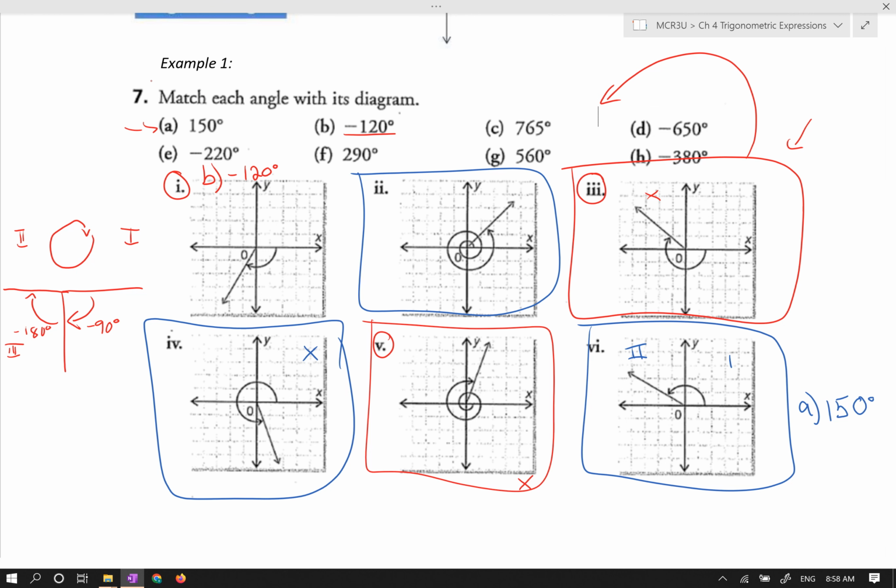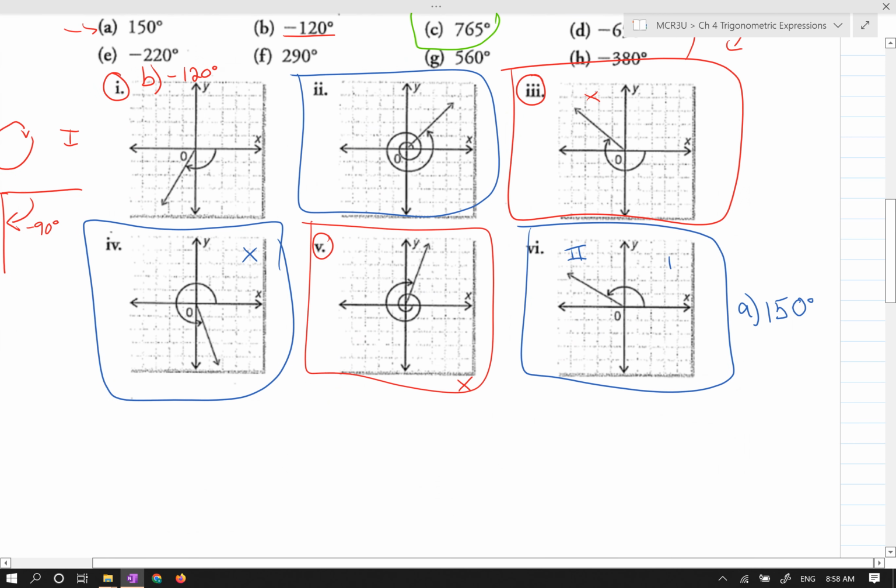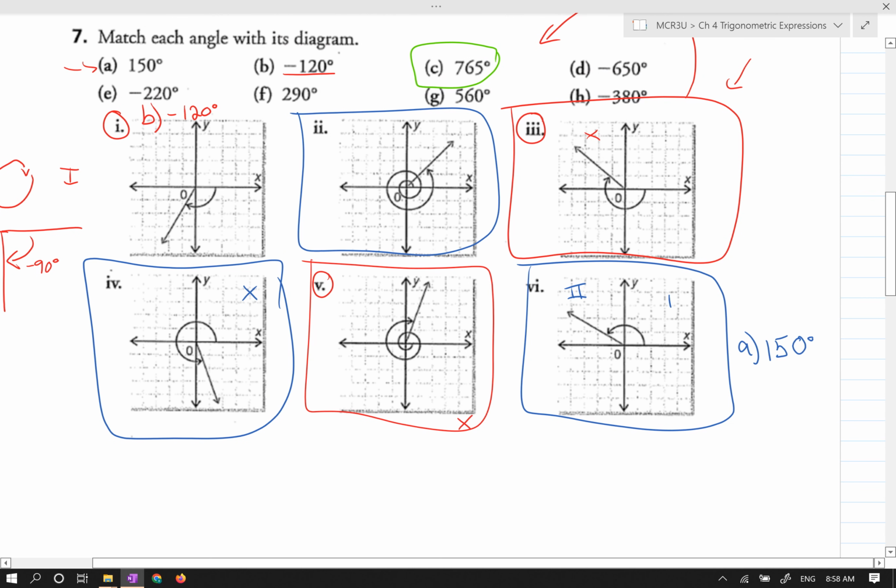Now, C is kind of a funny one, because that does not fall in between 0 and 360 degrees, and we're used to working in between 0 and 360 degrees, or rather in between negative 360 degrees and 360 degrees. So we'll play around with this. If we're working with 765 degrees, that means we have to go fully around our circle. First of all, it's a positive value, so we need to work in a counterclockwise direction. We need to go fully around the circle at least once.